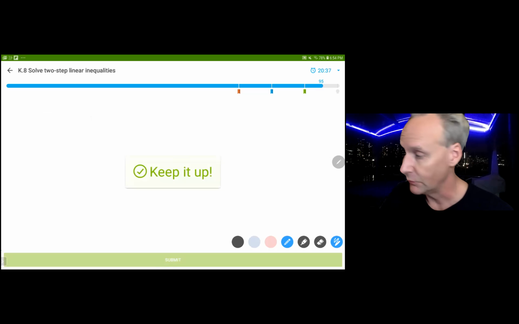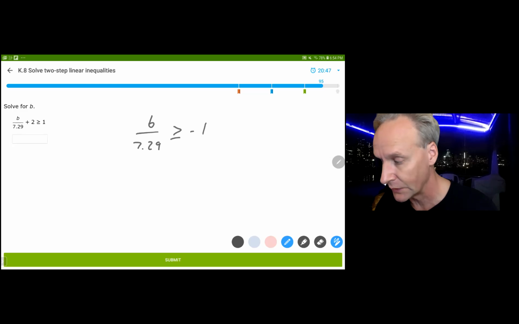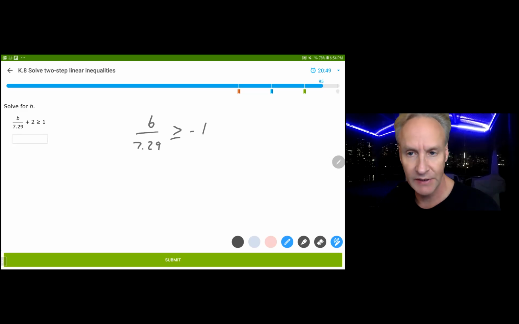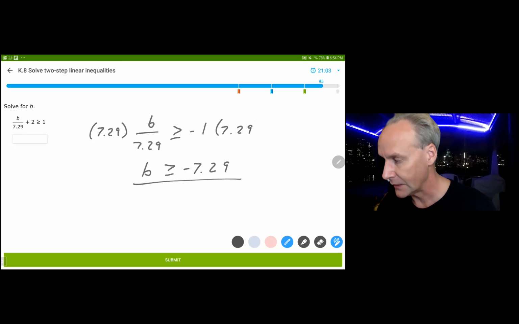And it looks like 2 or 3 more. Okay, subtract 2 and you get b over 7.29. That looks scary, but the thing is that I just have a negative 1 on the other side. So when I multiply by the 7.29, I just get b is greater than or equal to negative 7.29. I multiplied by a positive 7.29 on both sides. Very common error is to see this negative and get confused. You are multiplying by a positive on both sides, so there's no sign change.